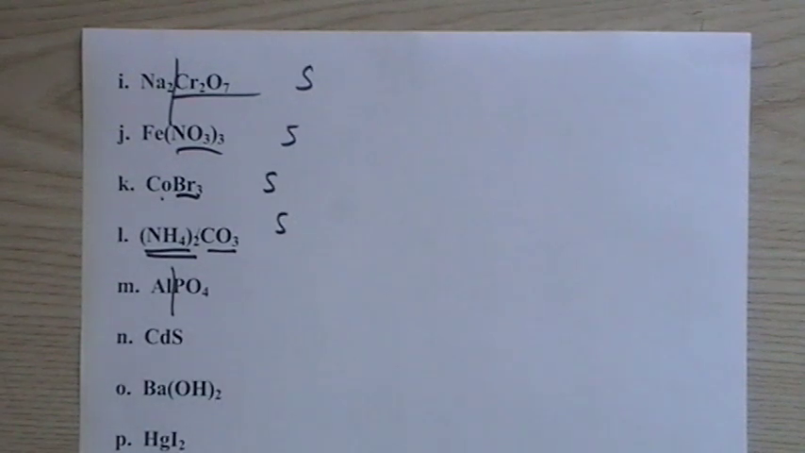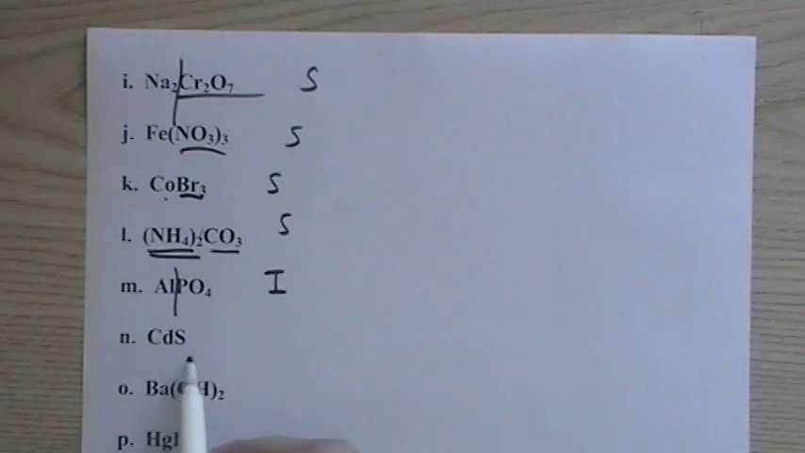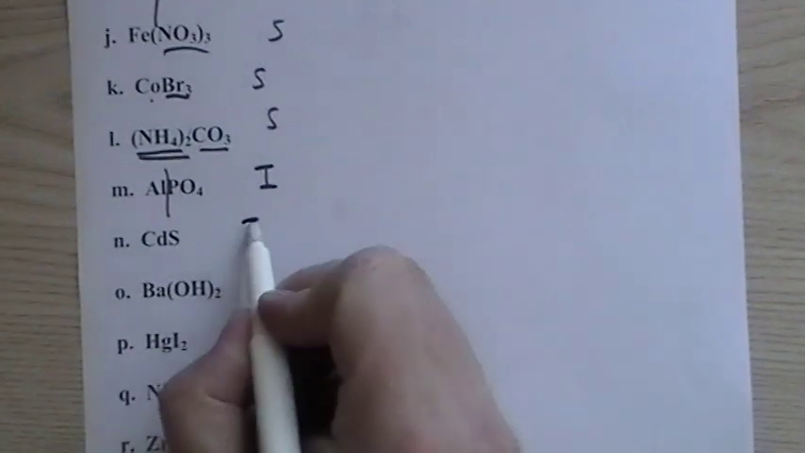Phosphates are insoluble. Aluminum is not one of the counter ions. That's the exception, so this is insoluble. Cadmium sulfide. Cadmium is not one of the exceptions, so it is insoluble. So you need to know the rules and the exceptions.